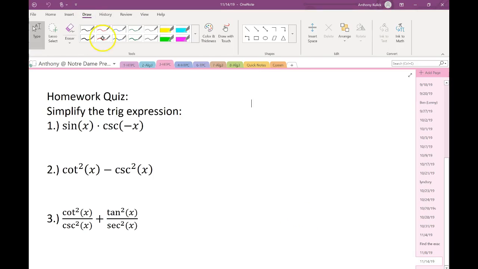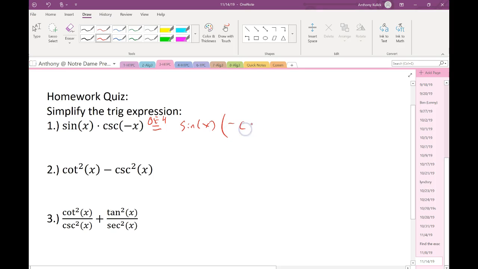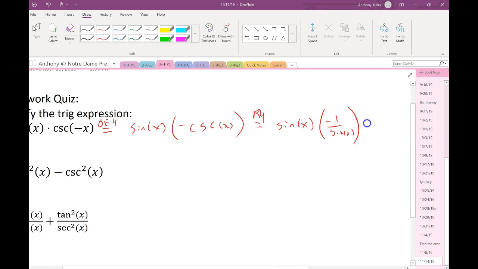So for number one, the first thing that I would do is use one of my odd-even identities, specifically odd-even number 4. That allows me to write cosecant of negative x as negative cosecant of x. And then I'll use reciprocal identity number 4. That's going to be sine of x times negative 1 over sine of x. And that just simplifies down then to negative 1.